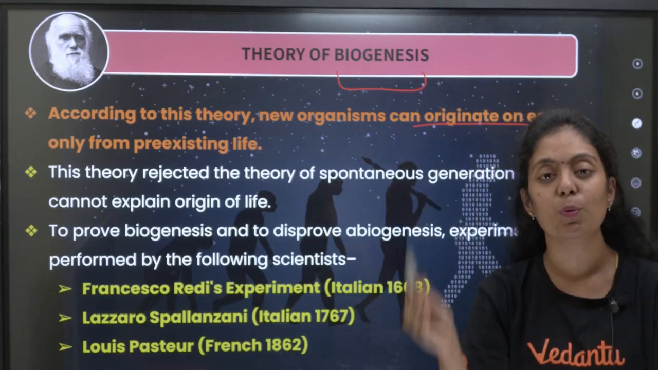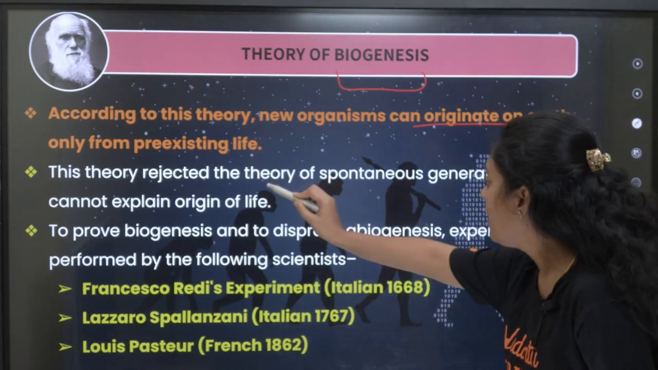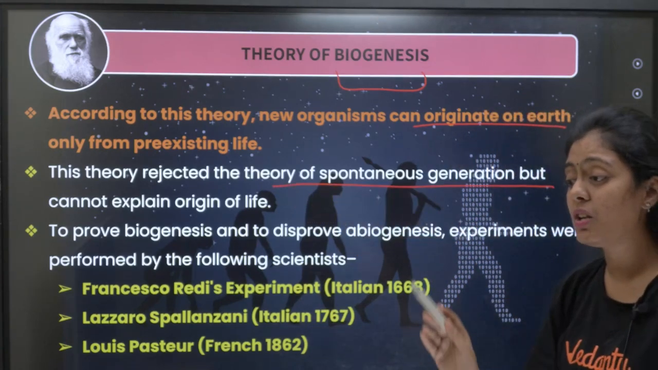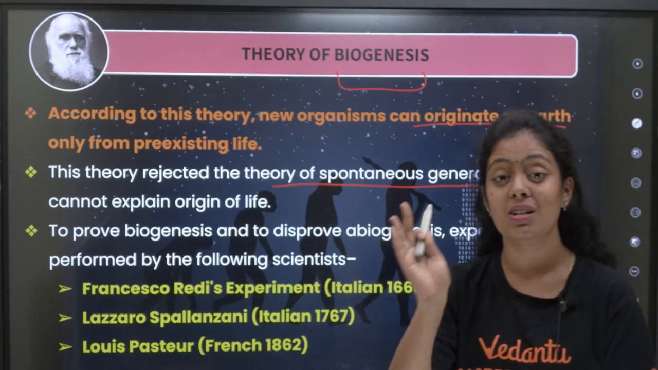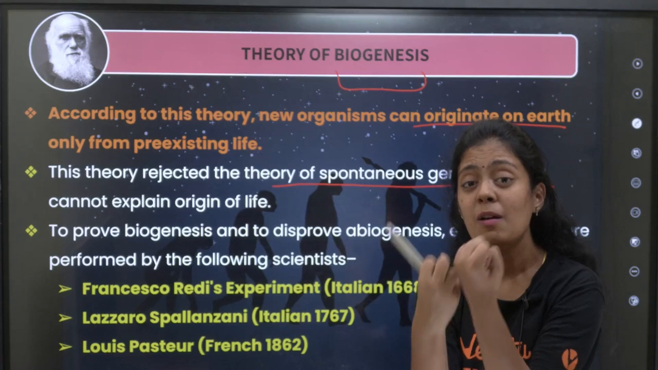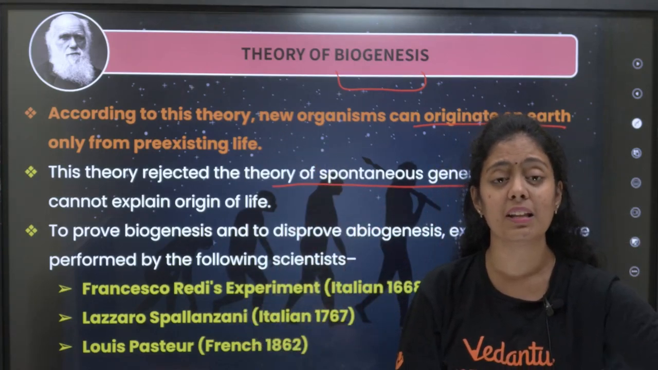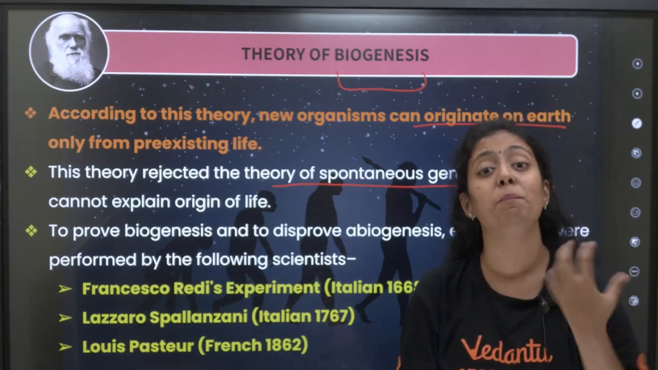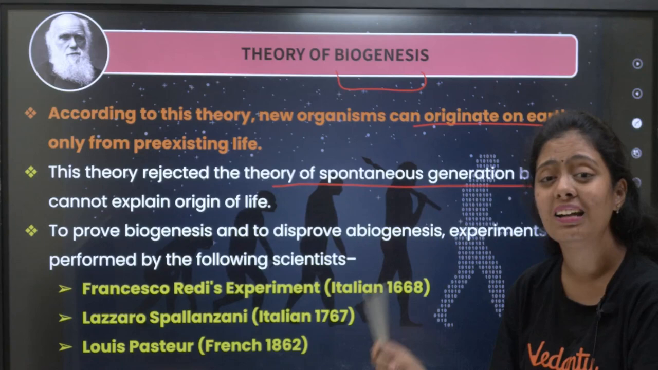The theory rejected the theory of spontaneous generation, but it couldn't explain the origin of life. Definitely spontaneous generation doesn't happen. But how does life come? It comes from pre-existing life. But how that pre-existing life originated, they failed to give an explanation.